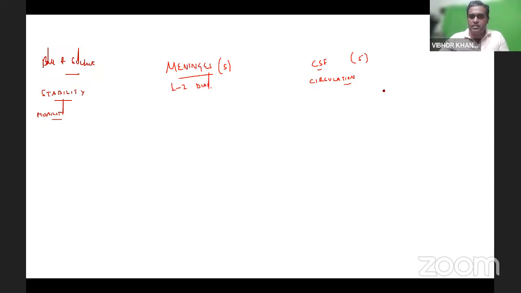Things should be very clear. CSF circulation also 1 to 2 diagrams. One minimum. If you can make 2, fine. Again, this whole question, how much time you should devote? 15 to 18 minutes. It should be crystal clear.